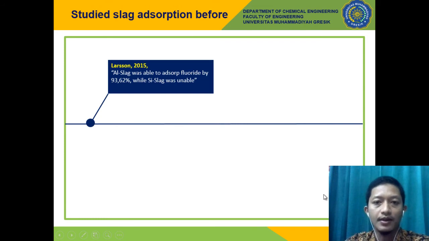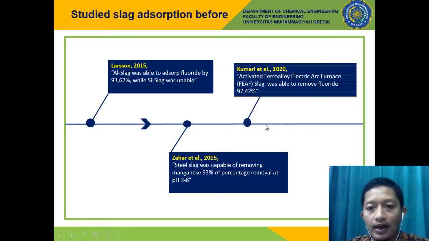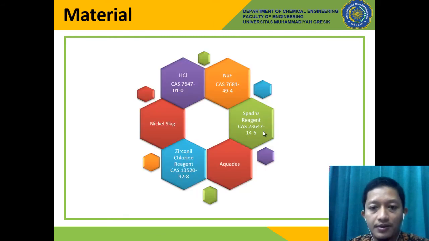These are studies on adsorption before. Adsorption in 2015 studied that Al slag was able to adsorb fluoride by 93.62%, while acid slag was unable. And Zahar in 2015 too, steel slag was capable of removing manganese, with 93% removal at pH 3 to 8. And Kumari in 2020, activated FEAF slag was able to remove fluoride 97.42%.